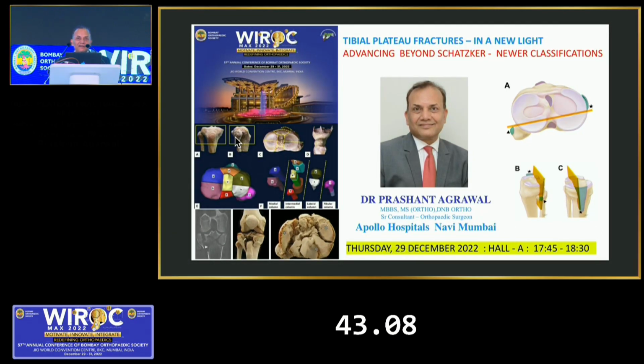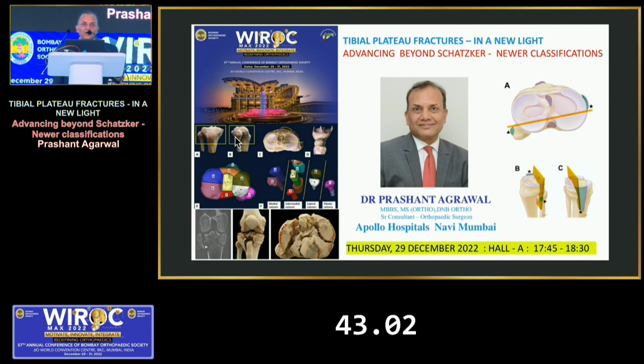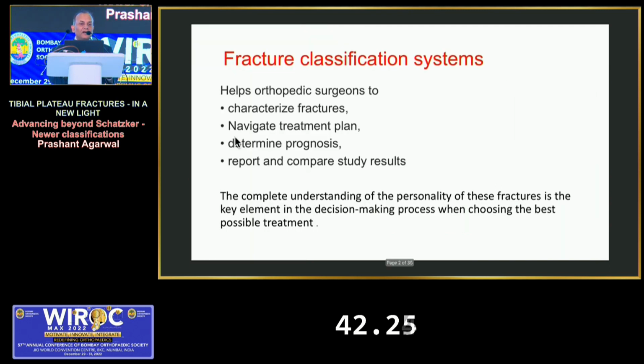At the outset, let me thank the Bombay Orthopaedic Society and the WIROC team for giving me this opportunity to discuss classifications of tibial condylar fractures. As you know, the tibial condyle is a very complex structure, and there is a lot of difference between two-dimensional and three-dimensional imaging. X-rays will give you a two-dimensional image of a tibial condyle, where we are not going to see much of the posterior condyle. So a three-dimensional CT scan or two-dimensional CT scan will give you an overview of the anatomy of the tibial condyle, which will help us in planning the treatment.